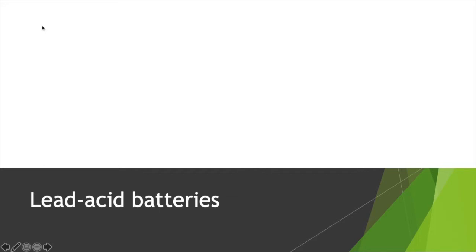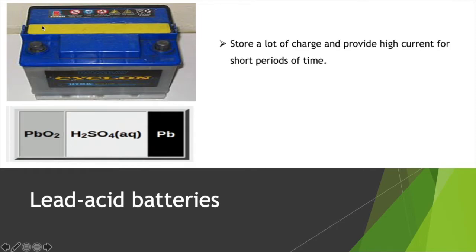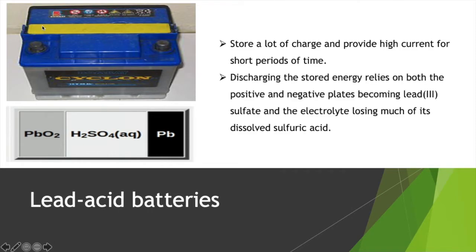So let's see the details of lead-acid batteries. Despite having a very low energy to weight ratio and a low energy to volume ratio, its ability to supply high surge currents means that the cells have a relatively large power to weight ratio. In the discharged state, both the positive and negative plates become lead sulfate, and the electrolyte loses much of its dissolved sulfuric acid and becomes primarily water.